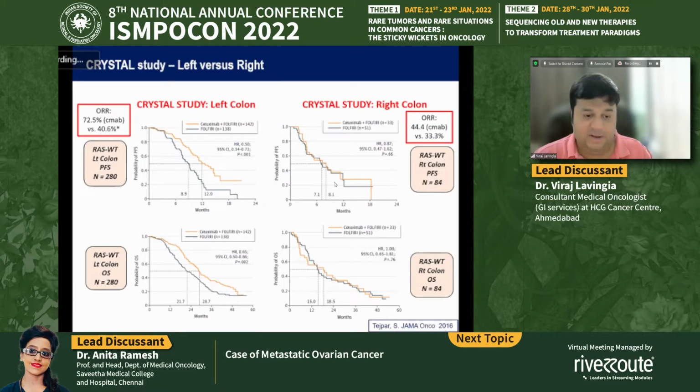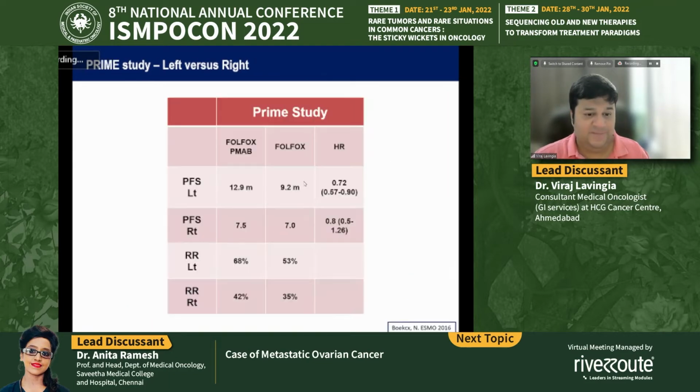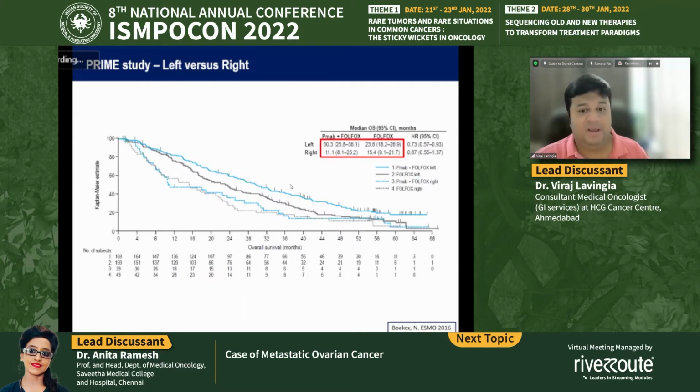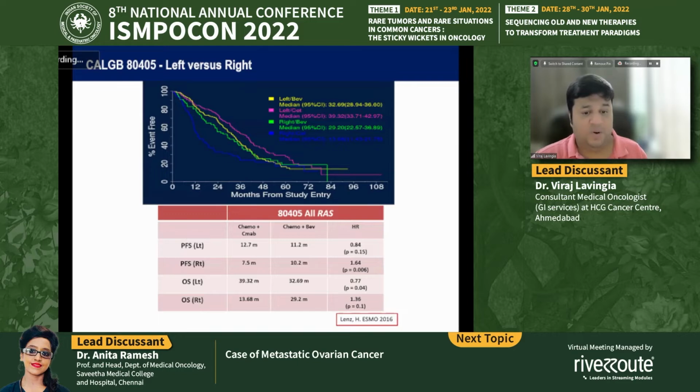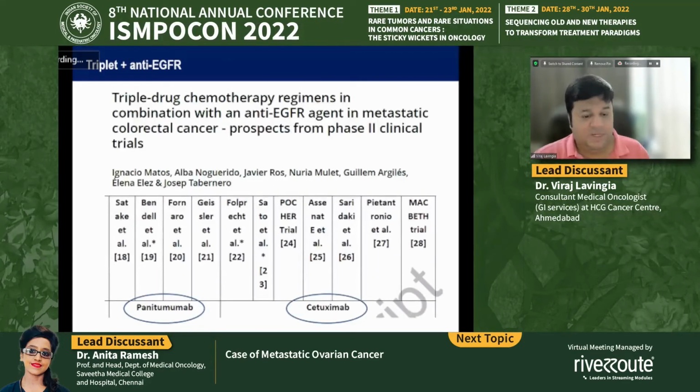And like I agree with all my panelists that in left-sided colon, if you have all RAS wild type, the role of anti-EGFR is very well pronounced. It's far deeper response and far faster response, and also improvement in overall survival. Now, some important point Dr. Pradeep brought out was a triplet plus anti-EGFR. Dr. Pradeep, have you used a triplet plus anti-EGFR in practice?